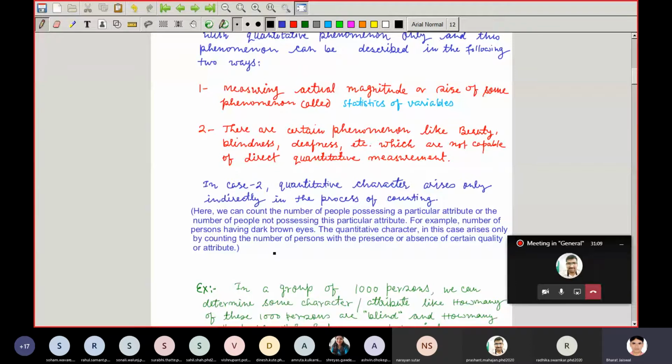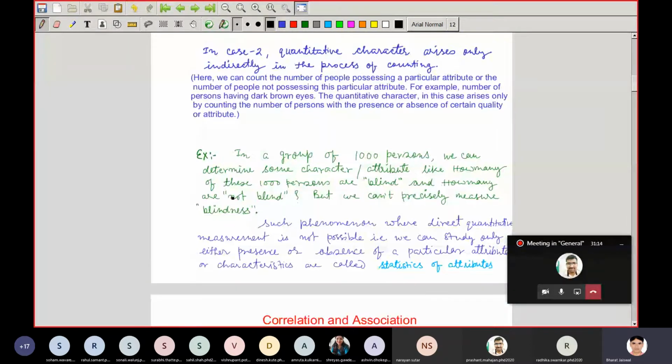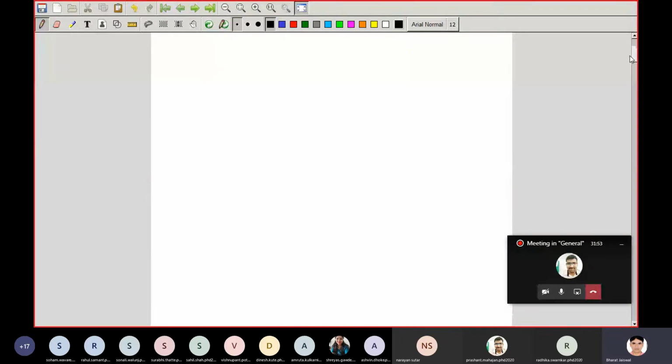So let us take an example. Suppose there is a group of 1,000 persons. We determine some characteristics or attributes, like how many of these persons are blind and how many are not blind. We can determine this, but we cannot determine blindness to what extent they are blind, or to what extent they are beautiful or deaf. We can't say that. We can just say whether they are present or absent. Such type of analysis of characteristics or attributes is done under the association of attributes.